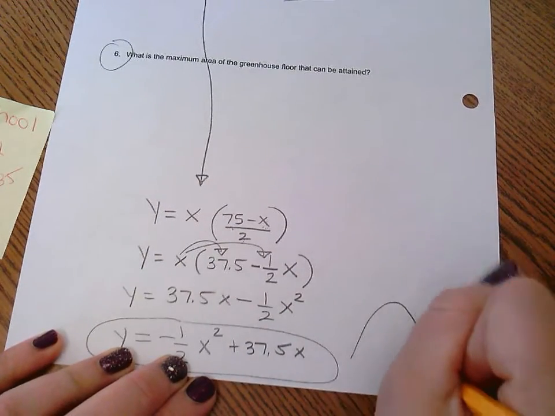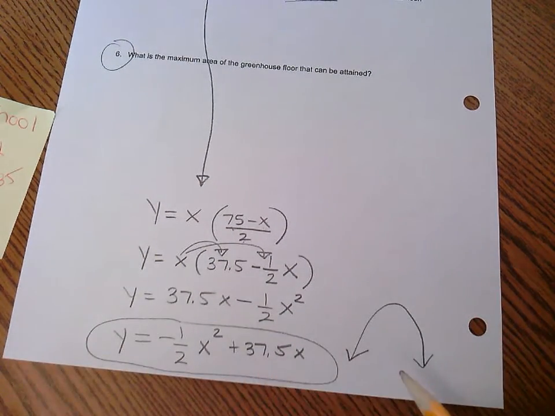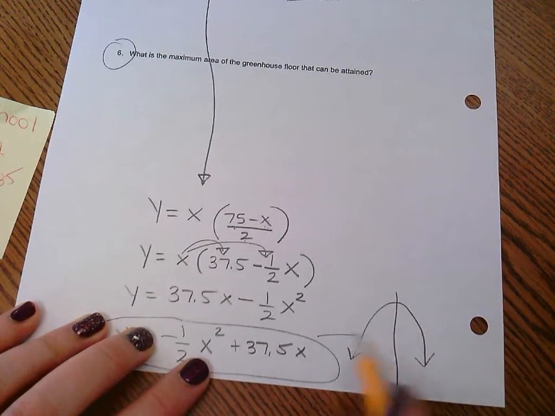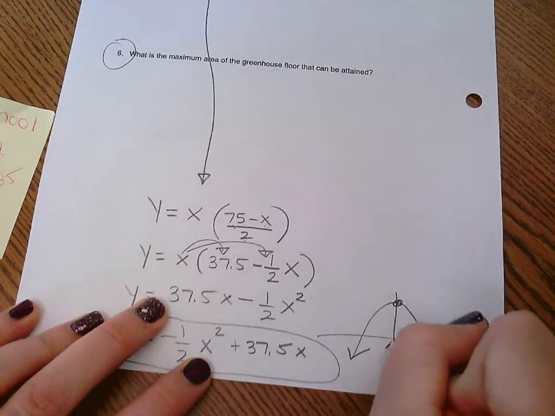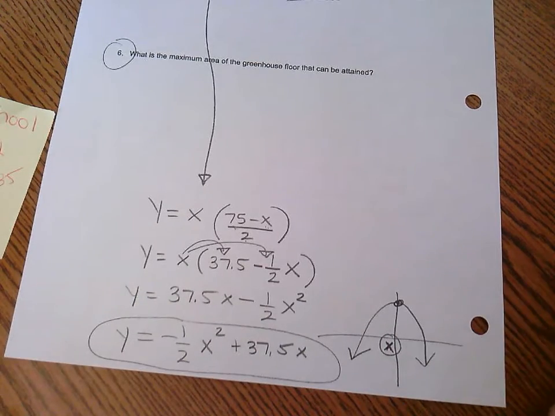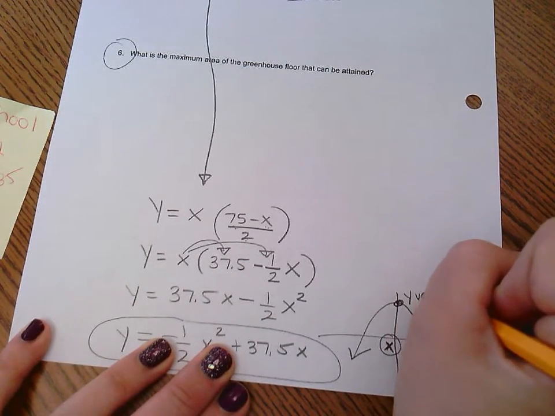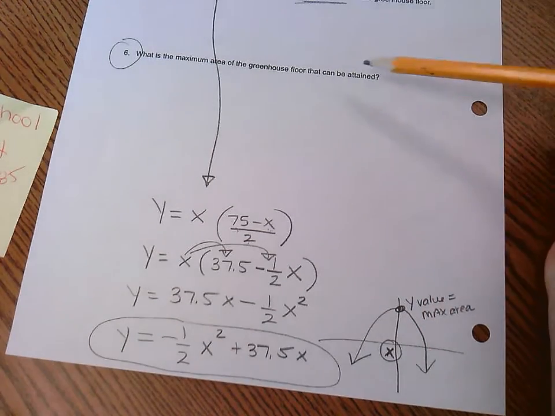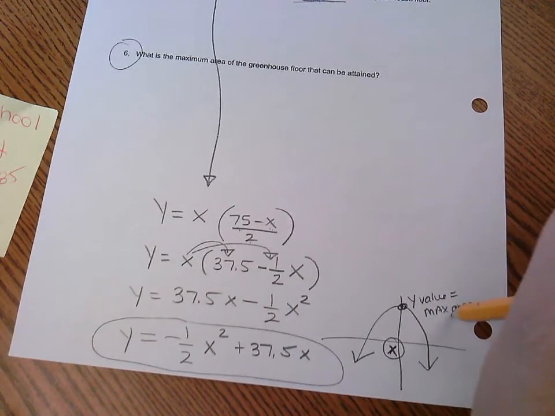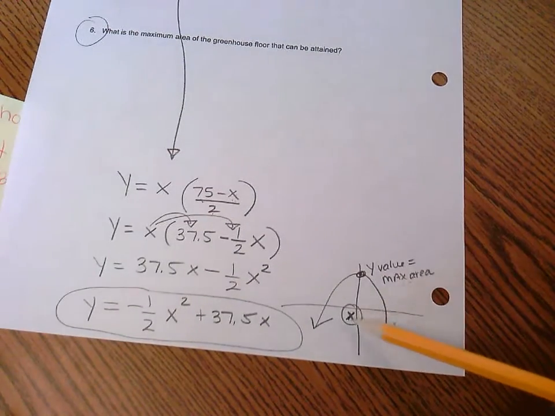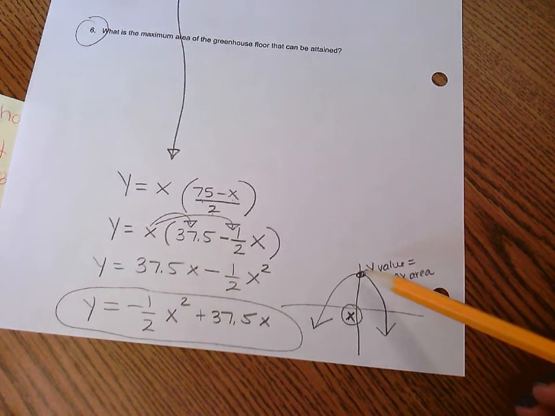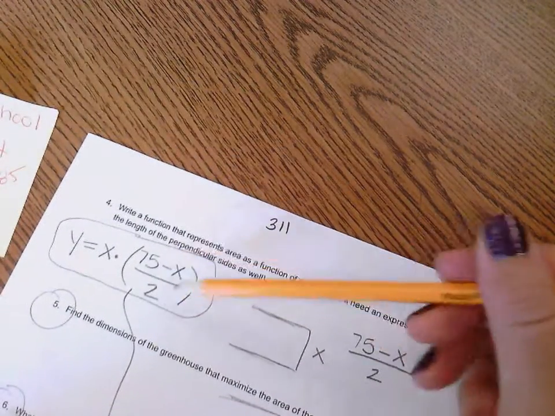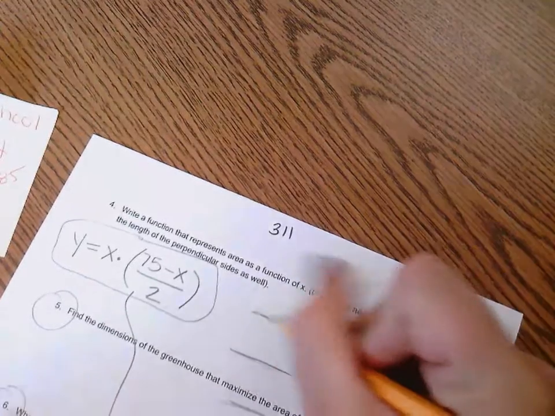When you either graph it on the calculator or use negative b over 2a, the vertex is going to tell you something important. The x value is the parallel side length. The y value is going to tell you what the maximum area was. So what is the maximum area? That's going to be the y value of your vertex. Find the dimensions. The x value will be found by the x value of the vertex. And then you'll have to plug that x value back in to this 75 minus x divided by 2 to find this value.